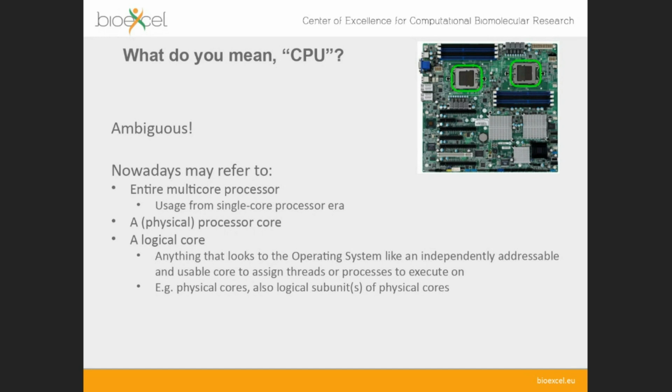So the distinction between a physical core and a logical core is that a physical core is an actual accumulation of little bits of hardware. A logical core is anything that looks to the operating system like some execution unit that it can assign threads or processes to execute on. Now, the most obvious thing is that a physical core is such a unit.